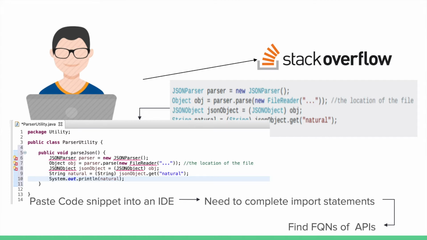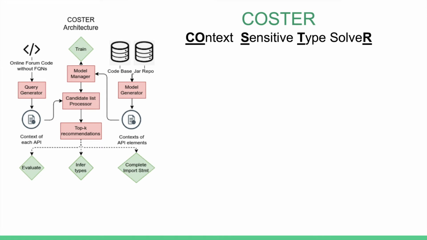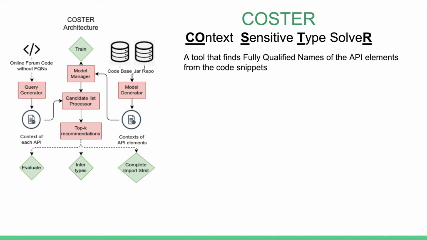So based on this observation, we developed a tool called COSTER, which stands for context sensitive type solver. Our approach is based on the previous examples in the training datasets. We try to find the correlation between the code context and the fully qualified name, and based on that correlation we actually recommend the fully qualified name of each API element. So we find the fully qualified names.